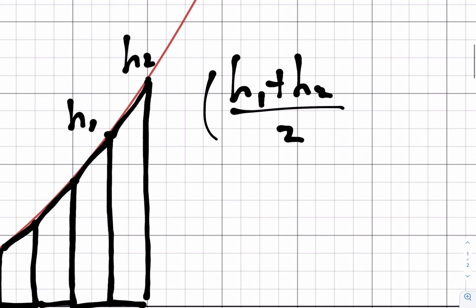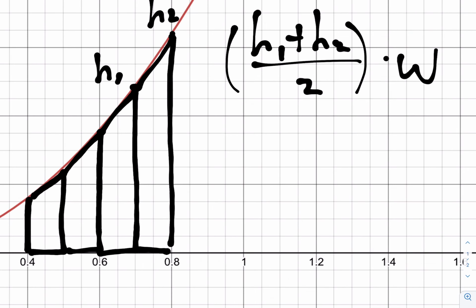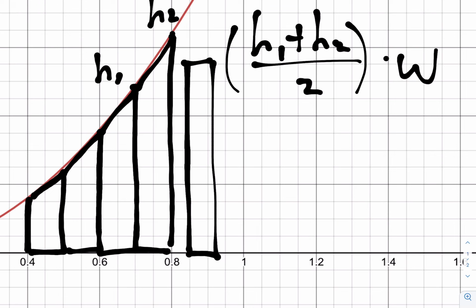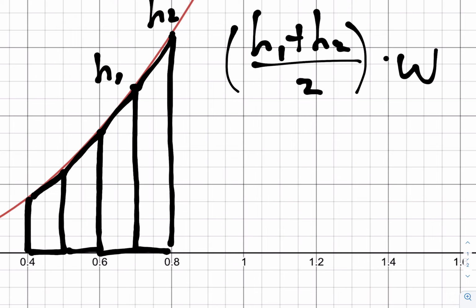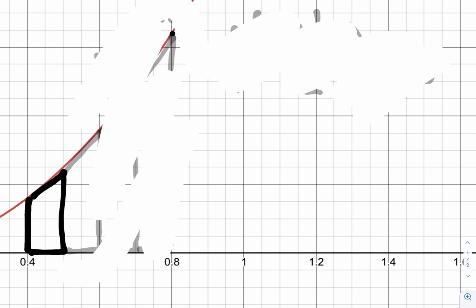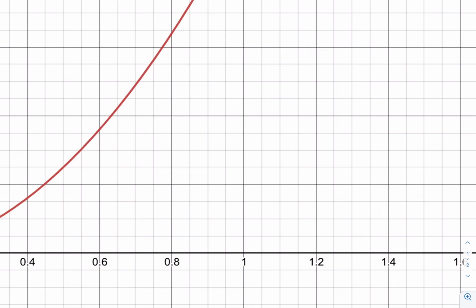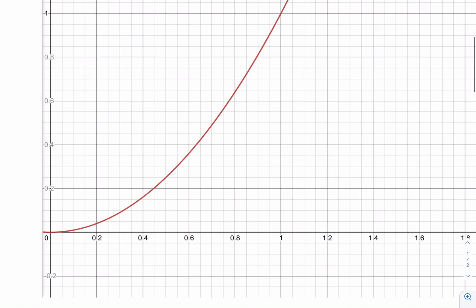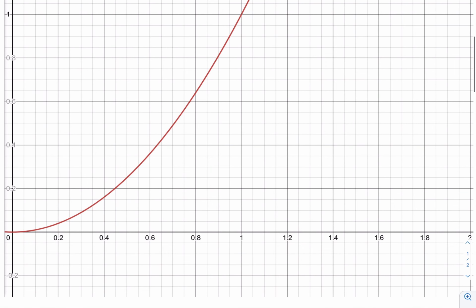So this will just be the average height between height 1 and height 2, and we're going to multiply it by the width, right? So this is basically the same as the area of a triangle, having a height in between the two and the same width. That's really what this formula is doing. And you could sum all those up, and that would also be a decent guess for the area under this curve. Now, if we want to get more and more accurate, what do we have to do?